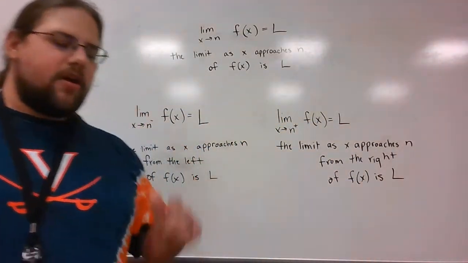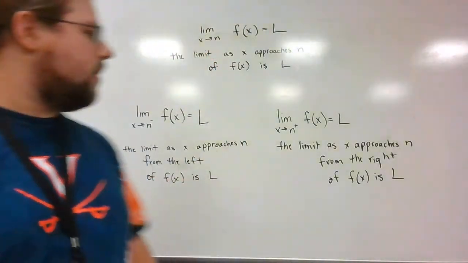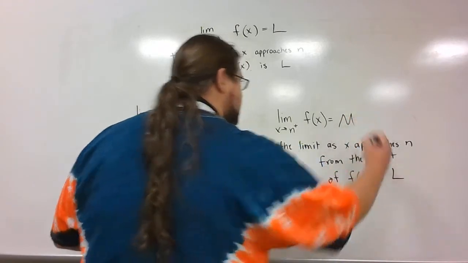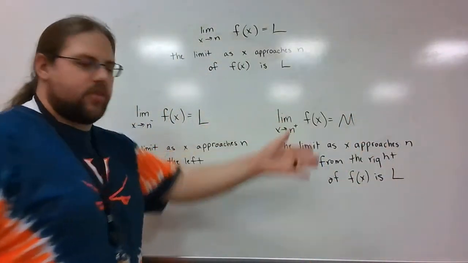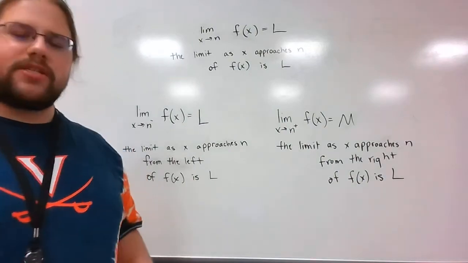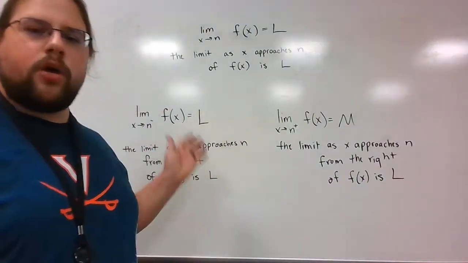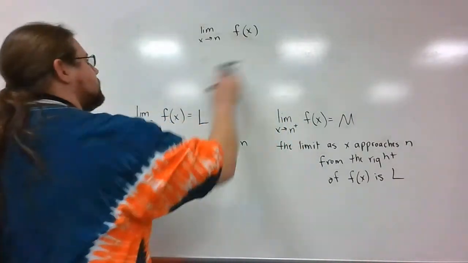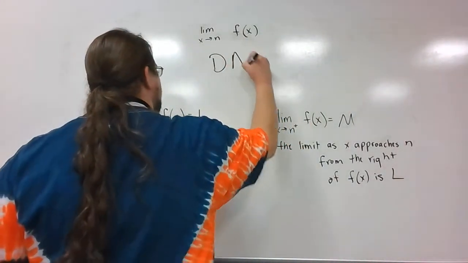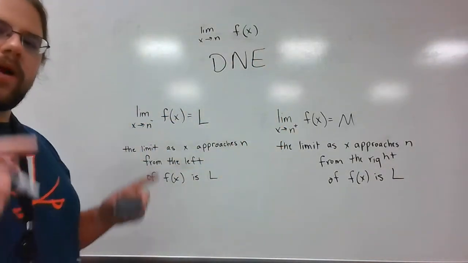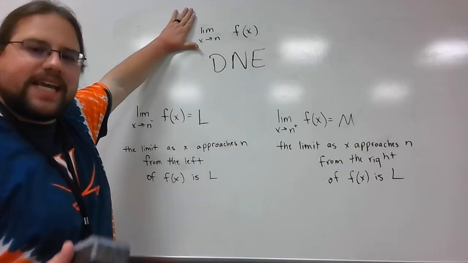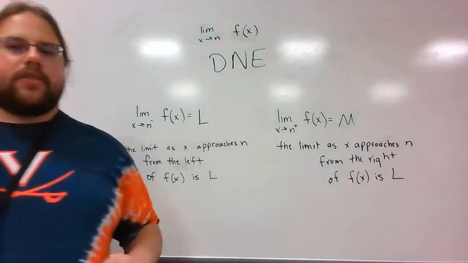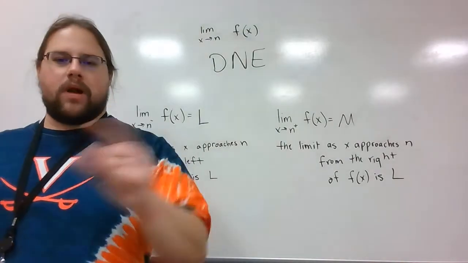they're not the same? For instance, what happens if the left side approaches L and the right side approaches M, as in they approach two different numbers, like 2 and 3, or 3 and 5? What happens to my limit if they go to two different places? Well then, this limit up here, the two-sided limit, does not exist. In order for a two-sided limit to exist, both of these left and right-sided limits have to go to the same place. We talked about that before. Wanted to make sure I said it again.